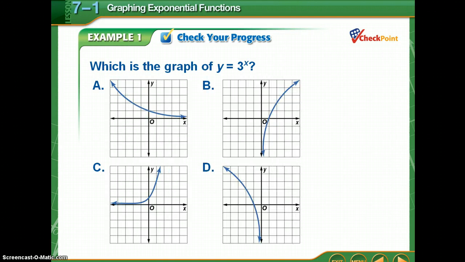So which is the graph of y equals 3 to the x? I'll let you take a moment to do your table of values and then come back and find the answer. The answer is C.